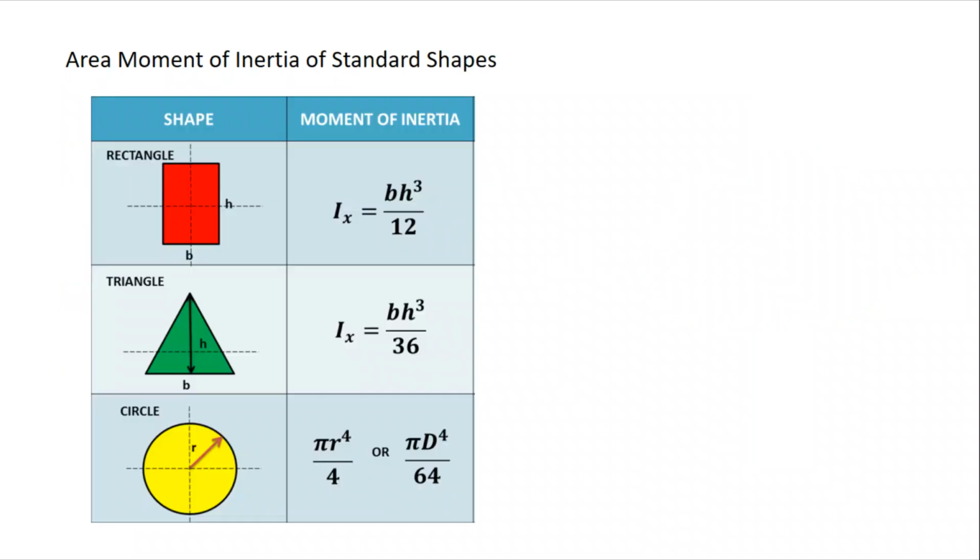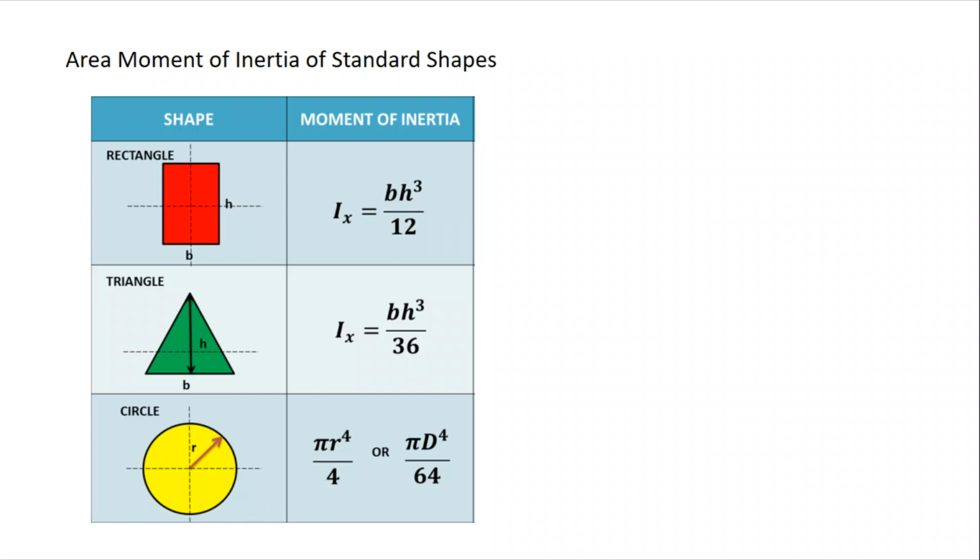Now, some standard shapes' area moment of inertia. We have direct equations for the rectangle, triangle, and circle. So how will we get these formulas? If we see the rectangle, Ix, the moment of inertia about the x-axis, is bh cube by 12. So how will we get this formula?